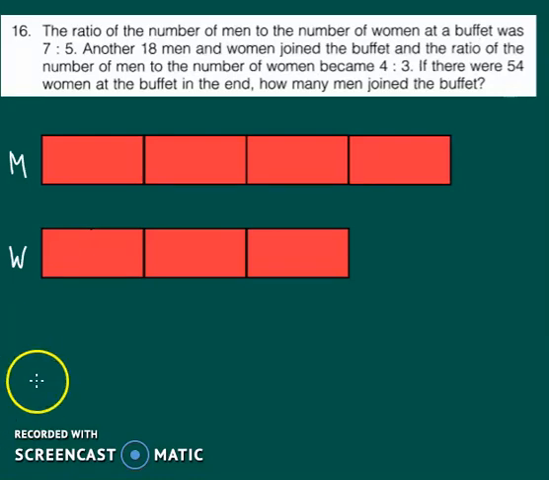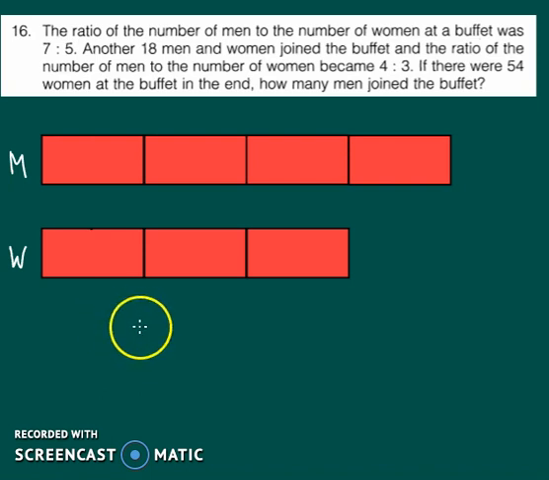Okay, here we have another tricky question where we kind of have to use our imagination and work backwards a little bit. So let's find out what is being asked. The ratio of the number of men to the number of women at a buffet was 7 to 5. Another 18 men and women joined, so we're not sure how many of those were men, how many of them are women, but we knew that 18 people showed up.